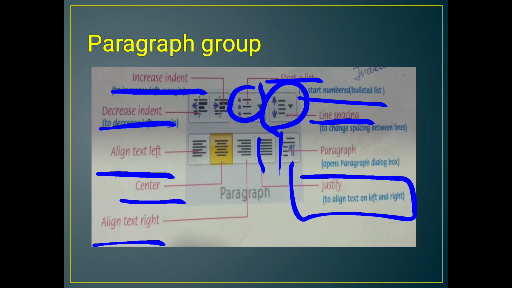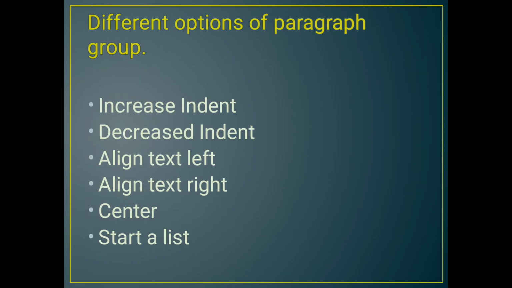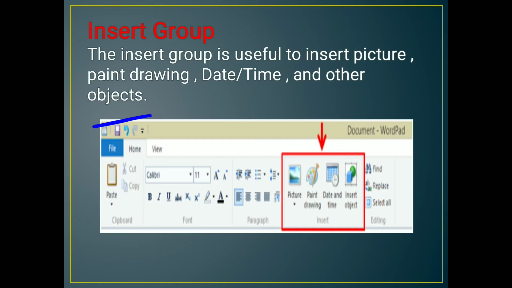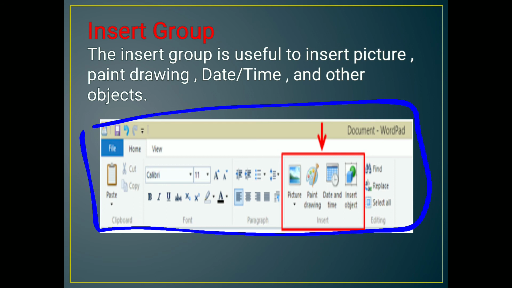So dear students, we will revise again different options of paragraph group: increase indent, decrease indent, align text right, center, start a list, line spacing, paragraph and justify. Now we will learn the next group, which is the insert group. This is the image of the insert group. The insert group is useful to insert picture, paint drawing, date and time and other objects.